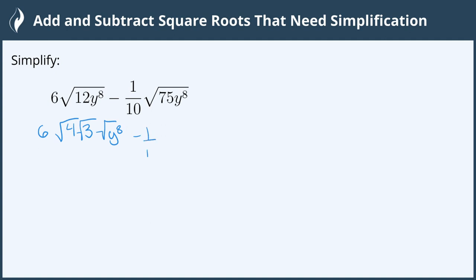Let's go ahead and break apart the 75 now. 75 is 25 times 3, and 25 is a perfect square. So 25 times the square root of 3, and again, y to the 8th is also a perfect square. Now we can go ahead and simplify these radicals.